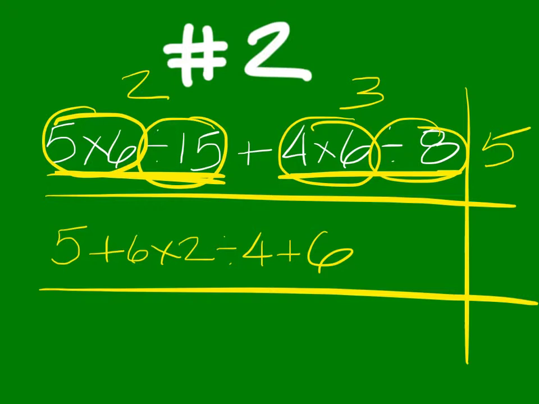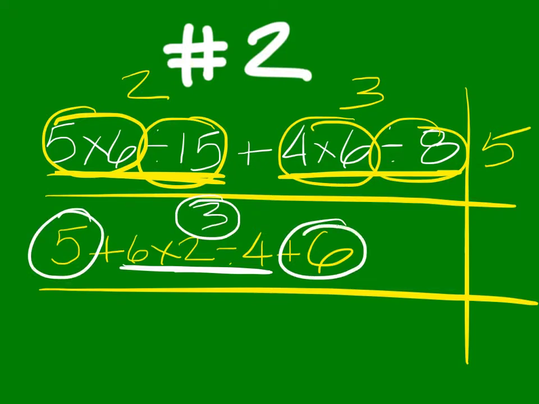On the one below it, you do this first. 6 times 2 is 12. Divided by 4 is 3. 5 plus 3 is 8. Plus 6 is 14.